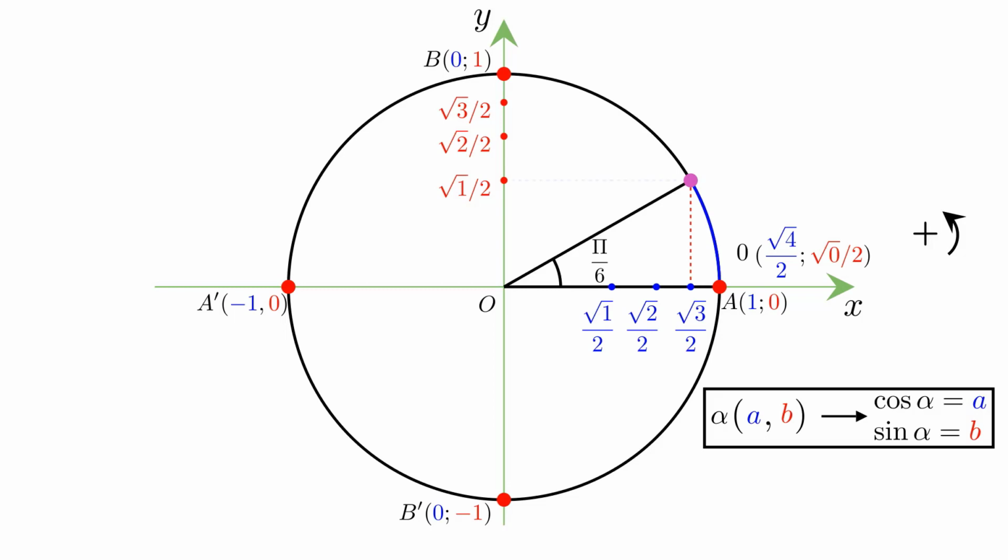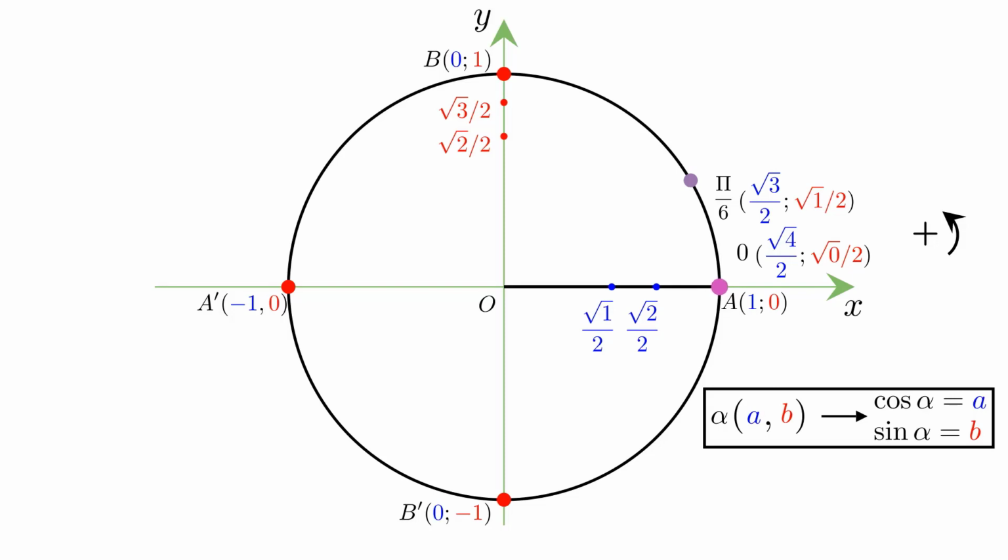Projecting perpendicularly onto the vertical axis, find the vertical coordinate of the dot. Obtaining the value, the square root of 1 divided by 2. This is also the value of sine of pi over 6. Thus, the rotation angle here is pi over 6. The cosine value of pi over 6 is the square root of 3 divided by 2. And the sine value of pi over 6 is the square root of 1 divided by 2.